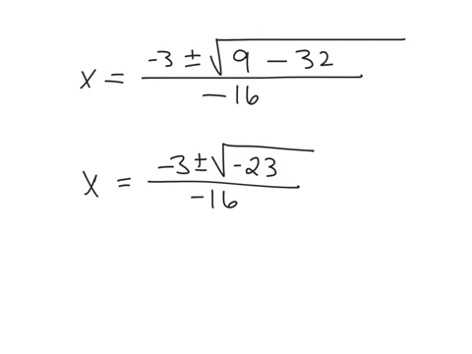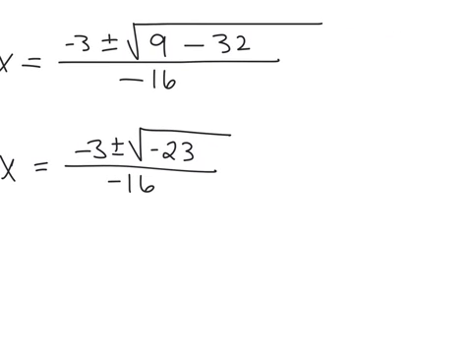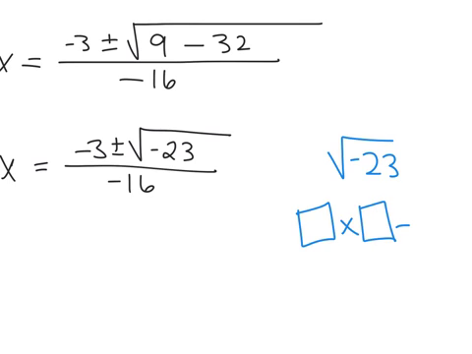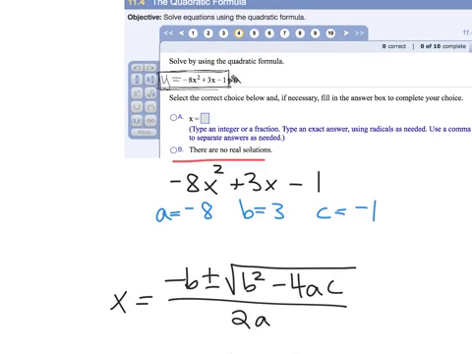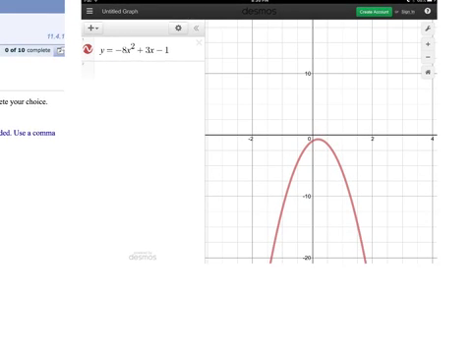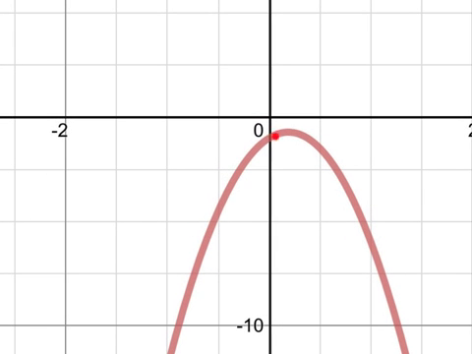Why is that? Because if you think about what the square root of negative 23 means, it means find something that times itself equals negative 23. Well, there's no way you can have a number times itself to equal a negative. That is an impossible situation. So this right here makes it impossible. So that tells us that Desmos was correct, that there are no real solutions. It means the graph never actually crosses the x-axis.